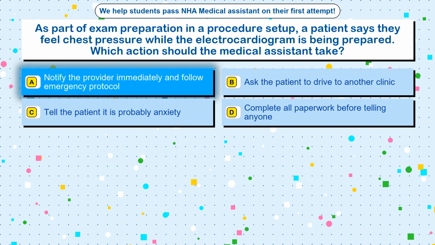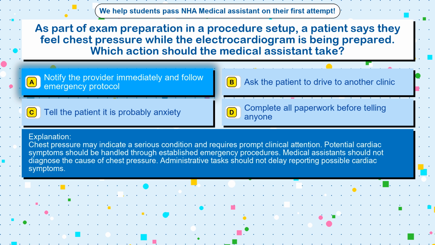The correct answer is option A. Notify the provider immediately and follow emergency protocol. Chest pressure may indicate a serious condition and requires prompt clinical attention. Potential cardiac symptoms should be handled through established emergency procedures. Medical assistants should not diagnose the cause of chest pressure. Administrative tasks should not delay reporting possible cardiac symptoms.